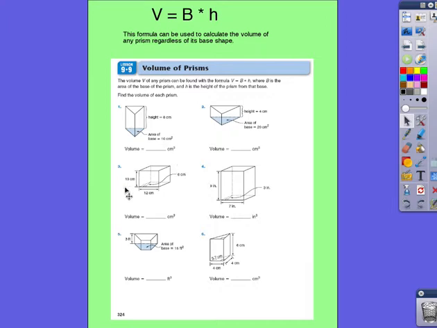Now, if we were to take a look at maybe number 3, they don't give us the area of the base, so we need to figure out that area first. Well, first we need to identify what shape it is. Well, it's a parallelogram, and remember the area of a parallelogram is the base times your height. So 12 times 6 is 72 centimeters. And we have 10 layers of that. So our total would be 720 centimeters cubed. Remember, the base for triangles is different. It is base times height times half.